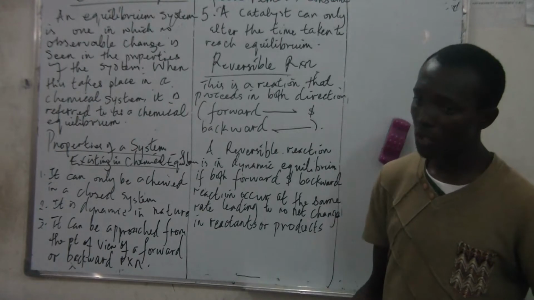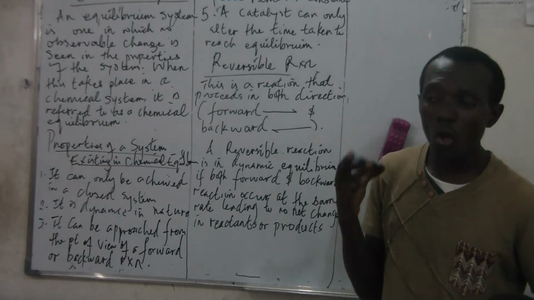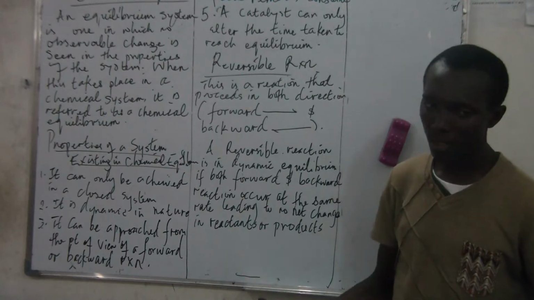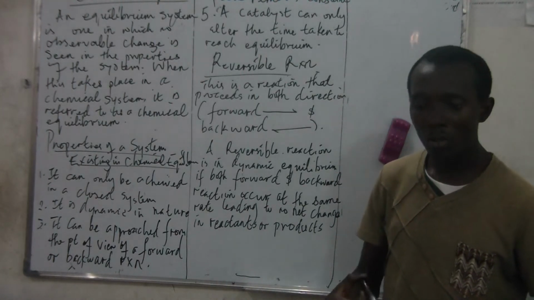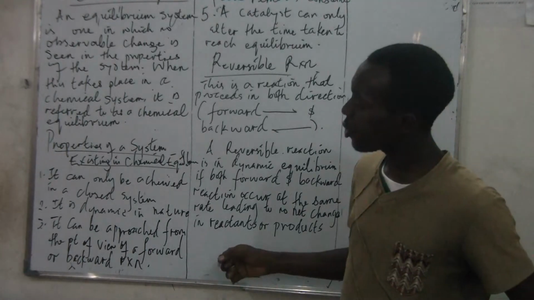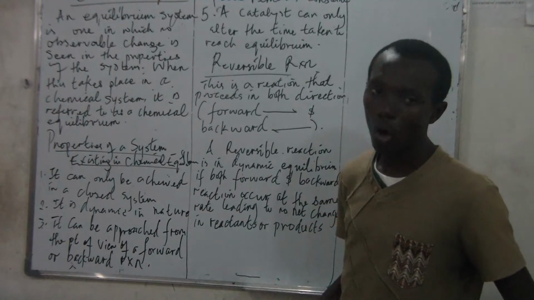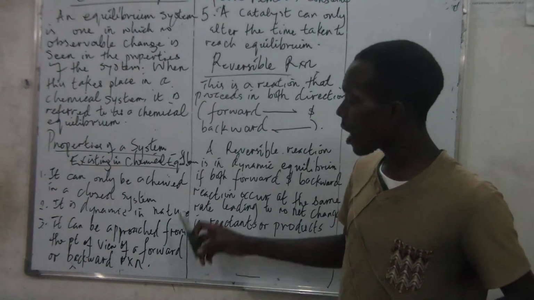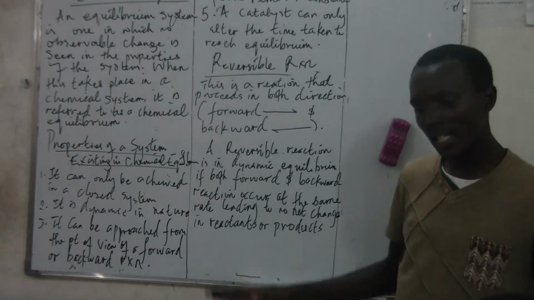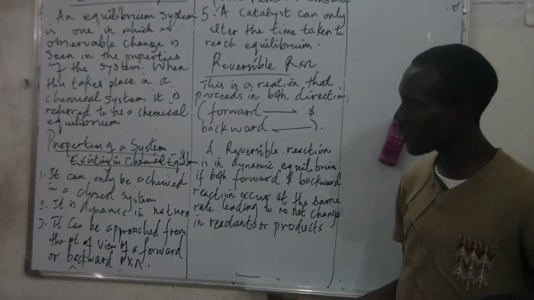Then we have what is called a closed system. In a closed system, there is no loss in matter. Please take note. In an open system, there is loss in matter. In a closed system, there is no loss in matter. Rather, there can be loss or gain of energy. While in an isolated system, there is neither loss of matter nor energy.